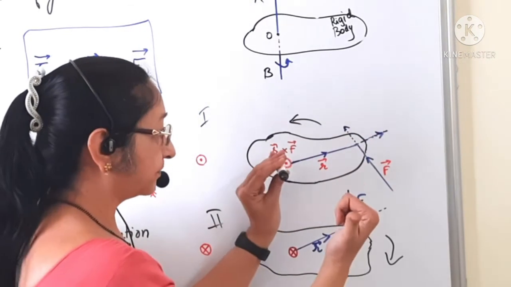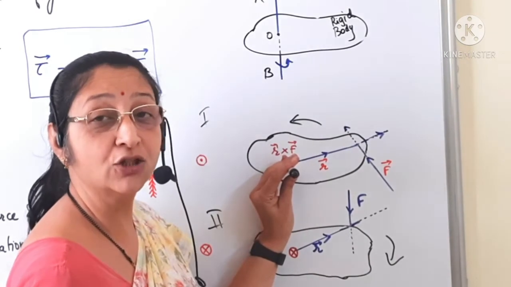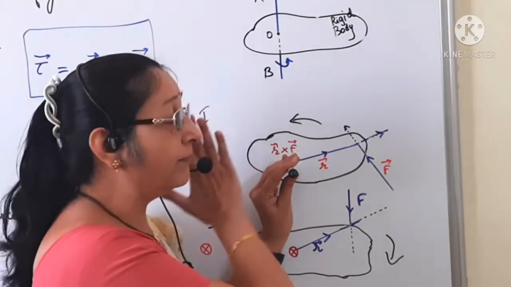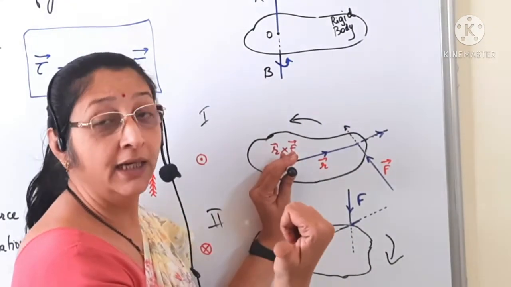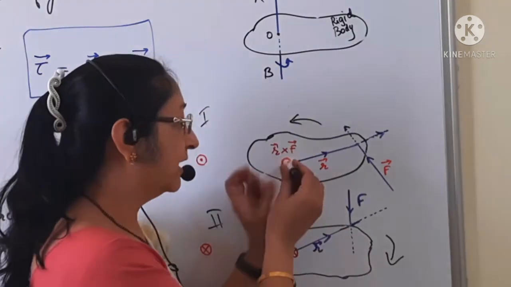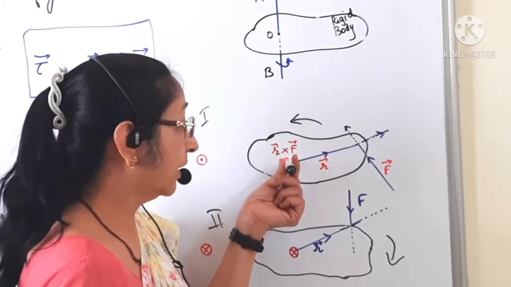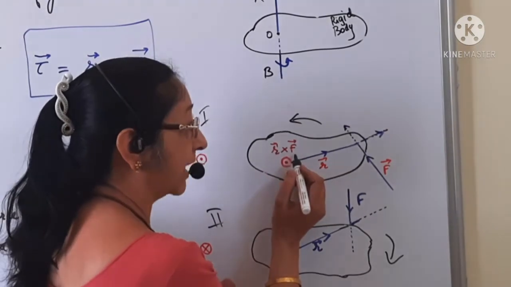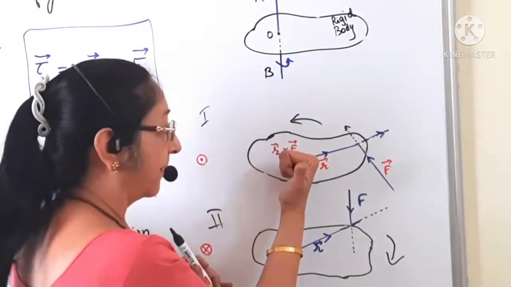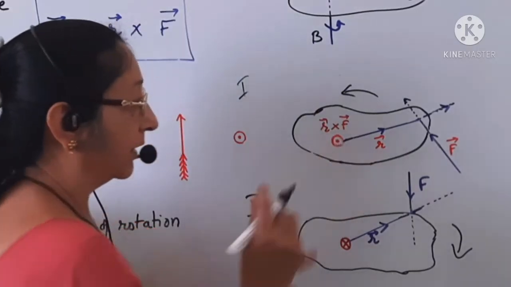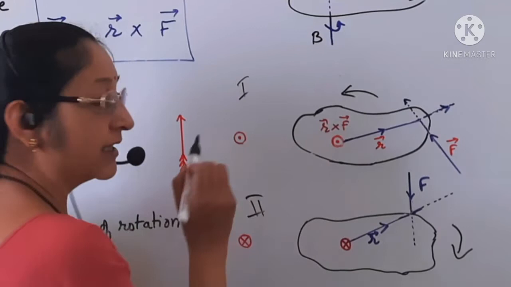So this is the direction of the outstretched thumb. That is, the direction of the torque is from the plane of the board. It is outwards, coming perpendicularly outwards from the plane of the board. So this is the direction according to the right hand thumb rule. This is the direction of R cross F when the body is moving in the anti-clockwise sense. Now here it is shown as a circle and a dot inside the circle.